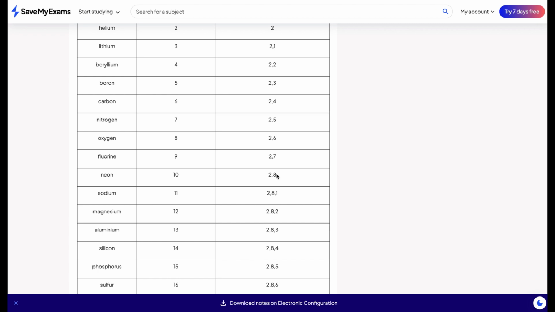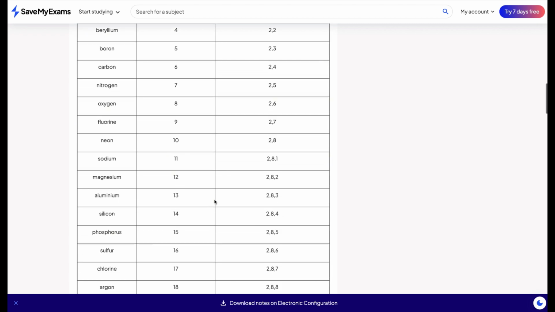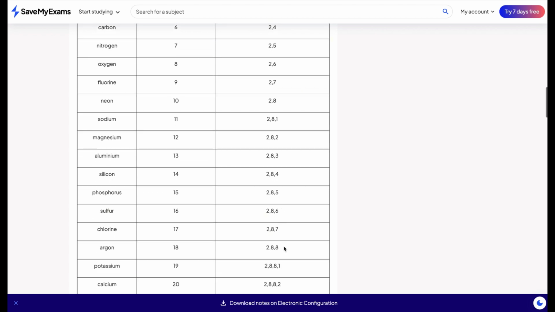Once you reach here, for the next one you must go to a third shell, meaning you must have another shell. So for sodium, atomic number 11, the first shell will hold 2, the second shell will be full with 8, and the third one will have 1. Then you start again with 1, 2, 3, till you get to 8. Magnesium is 2, 8, 2, because its atomic number is 12. Aluminium will be 2, 8, 3. Silicon is 2, 8, 4, till we get to 8 again.